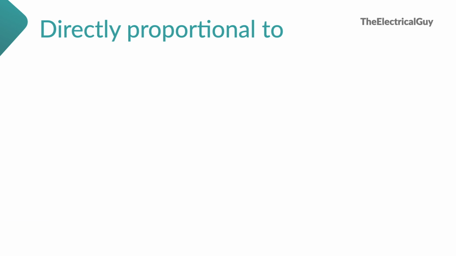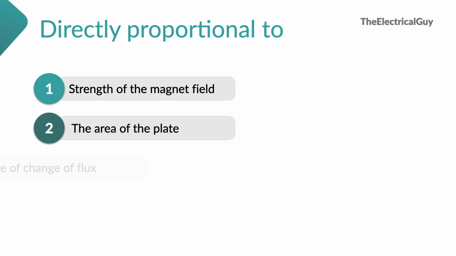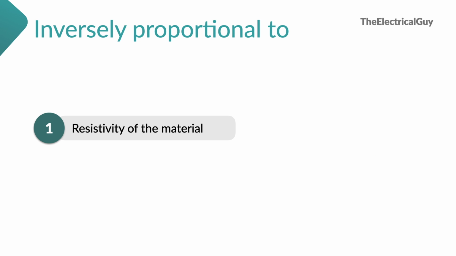The magnitude of eddy current depends upon many factors. Eddy current is directly proportional to the strength of the magnetic field, the area of the plate, and the rate of change of flux. Which means if you increase any of these parameters, the eddy current will increase. Similarly, if you decrease any of these parameters, the eddy current will also decrease. Eddy current is inversely proportional to the resistivity of the material, which means if the resistivity of the material is increased, eddy current will decrease and vice versa.